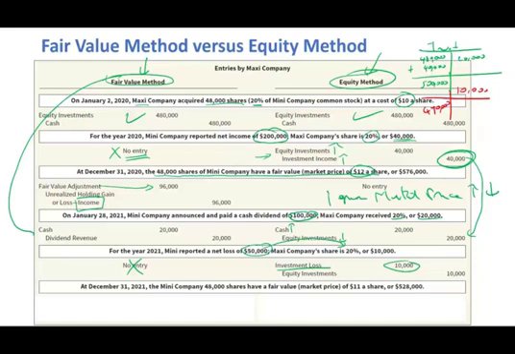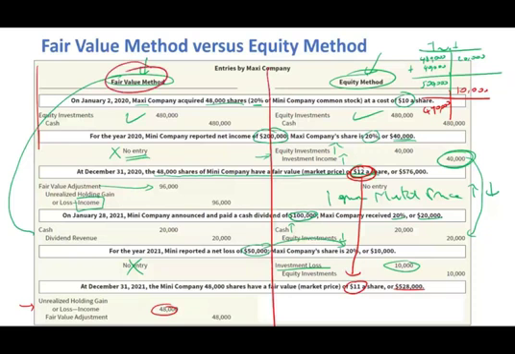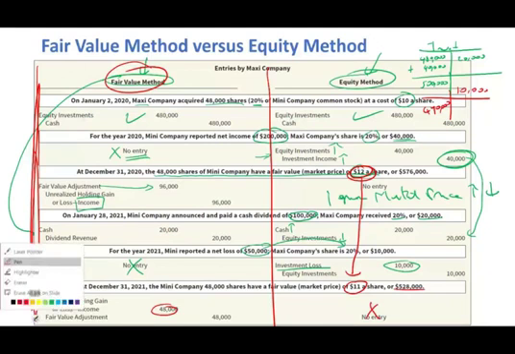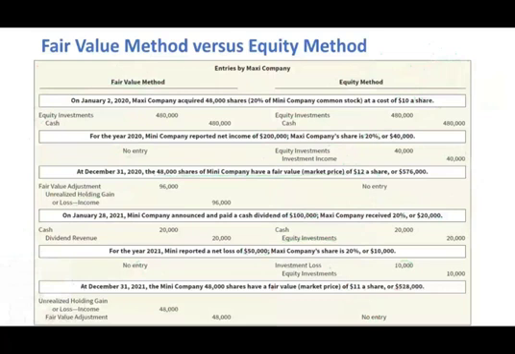On December 31st, the company shares were trading at $11, or 528,000. Here, we need to adjust our portfolio down. We're going to debit unrealized holding gain or loss income, 48,000, because we went down $1 from the prior price. The prior price was 12, now we are at 11. We have to reduce our portfolio by $1 times 48,000 shares, and we credit fair value adjustment. If you don't understand what's going on on this side, it's because you don't understand how to account for the fair value. Under the equity method, we have no entry because the price fluctuation is ignored. So this is how we account for both transactions, for both methods, fair value and equity method. Make sure you understand the difference between them.